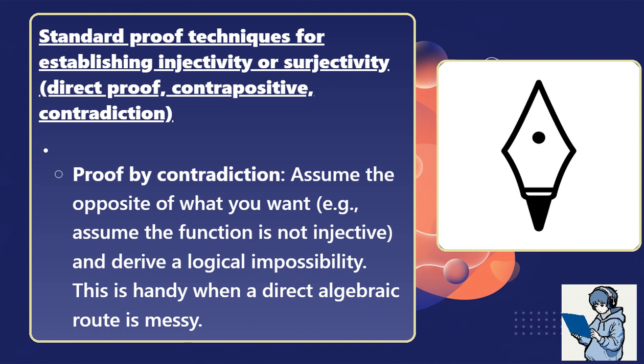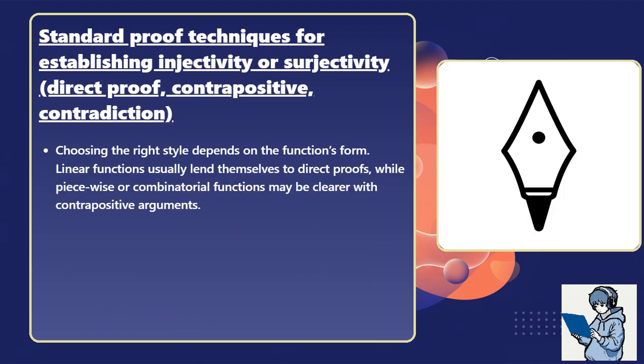Proof by contradiction. Assume the opposite of what you want. For example, assume the function is not injective and derive a logical impossibility. This is handy when a direct algebraic route is messy. Choosing the right style depends on the function's form. Linear functions usually lend themselves to direct proofs, while piecewise or combinatorial functions may be clearer with contrapositive arguments.